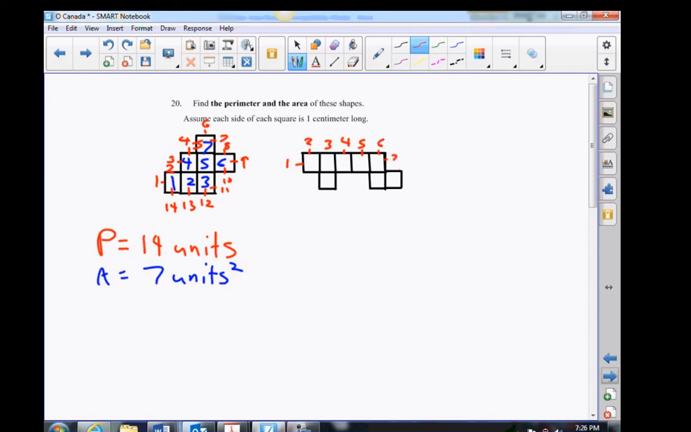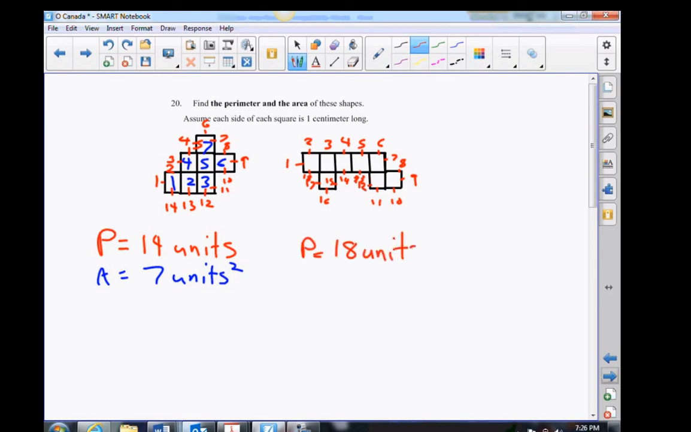6, 7, 8, 9, 10, 11, 12, 13, 14, 15, 16, 17, and 18. So the perimeter is 18 centimeters or 18 units is what I've written here.